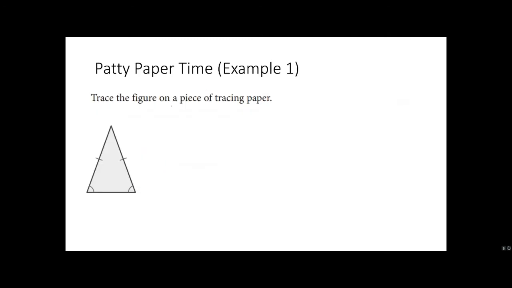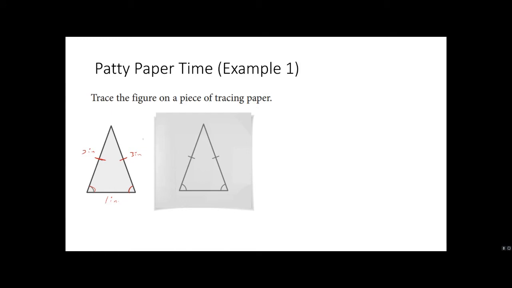All right, patty paper. Basically, trace this figure on a piece of tracing paper. You can always just draw a 3-inch side here, 3-inch here, and 1-inch here on your patty paper. You're going to have an isosceles triangle where you have two equal sides. Also, the two angles down here would also be the same. So go ahead and create that on a piece of patty paper.